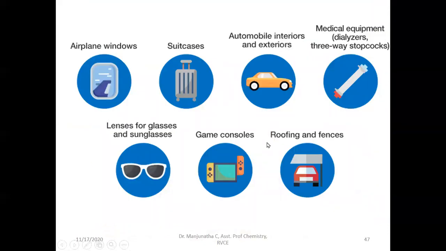You can see this slide is showing the applications of polycarbonate in airplane windows. You might have seen suitcases, automobile interiors and exteriors, medical syringes, as I told you, lenses for glasses and sunglasses, game consoles, roofing and fencing.